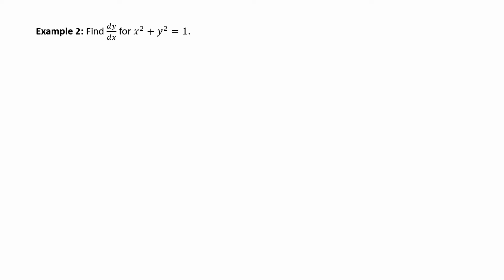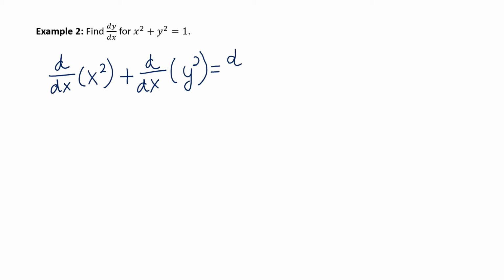And so the question is, why did we have to learn implicit differentiation? So glad you asked. Let's do it in this example. Find dy/dx for x squared plus y squared equals 1. So we need to take the derivative with respect to x of x squared, add it to the derivative with respect to x of y squared, is equal to the derivative d/dx with respect to x of 1.